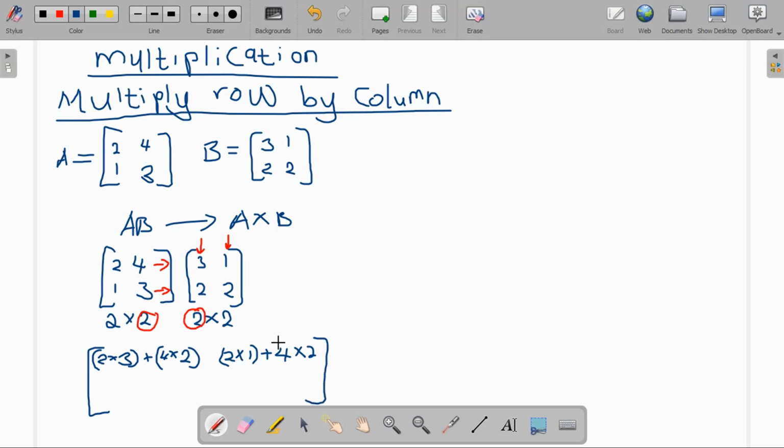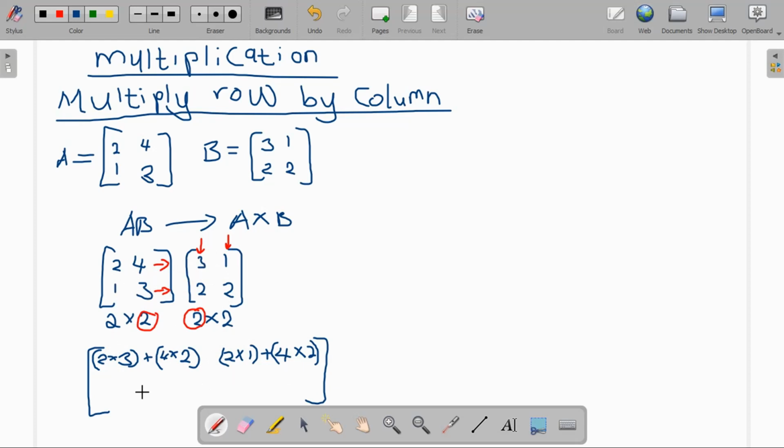We are done with those row and column. So row by column, this row by the column, and then the same row by the other column. So this is it. Then we come down to another row by column, row by column.